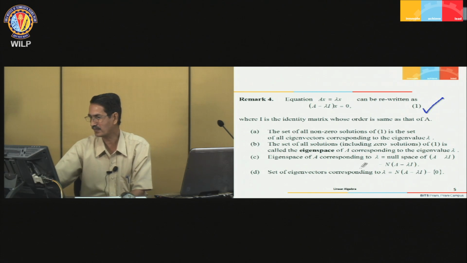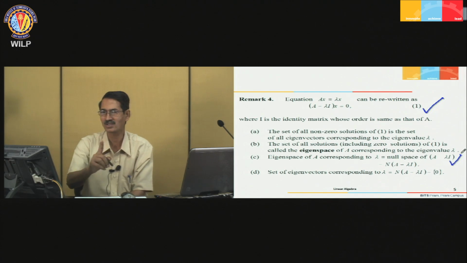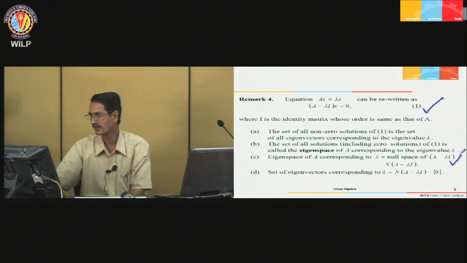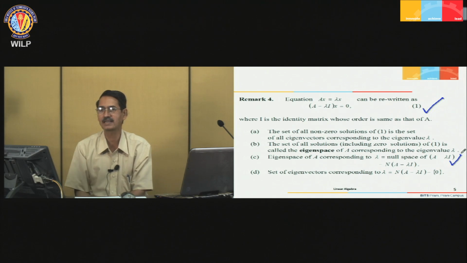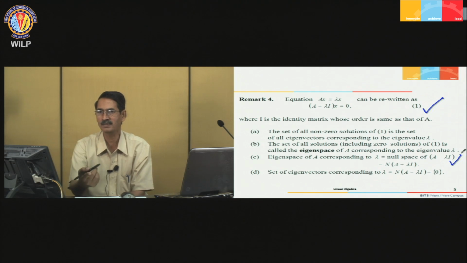So, therefore, the eigenspace of A corresponding to lambda means the null space of A minus lambda I, that is the kernel of A minus lambda I. This is the same as the set of all solutions x such that (A minus lambda I)x is equal to 0. And then what is the set of eigenvectors?